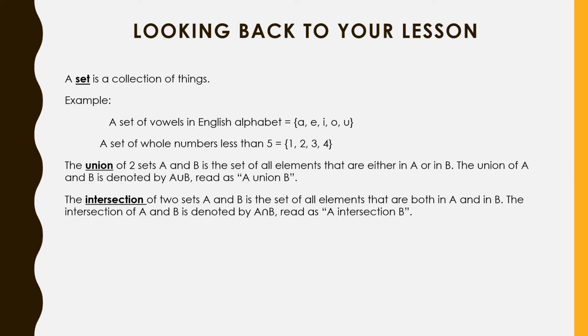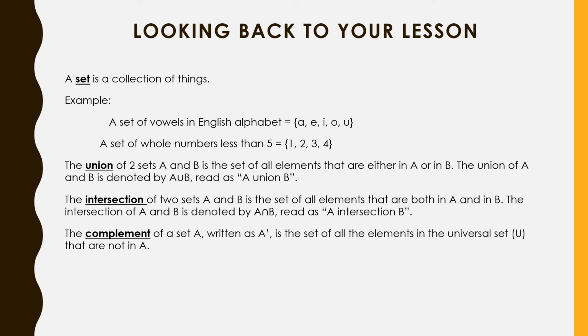Now, from our previous lessons, the union of two sets A and B is the set of all elements that are either in A or in B. The union of A and B is denoted by A union B, and the intersection of two sets A and B is the set of the elements that are both in A and B. The intersection of A and B is denoted by A intersection B.